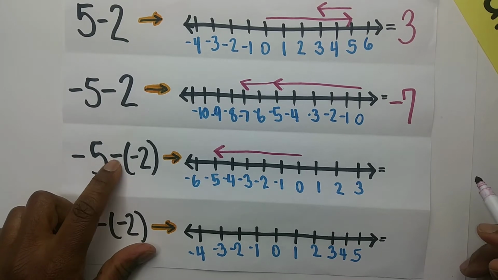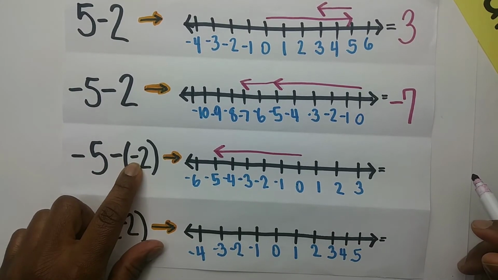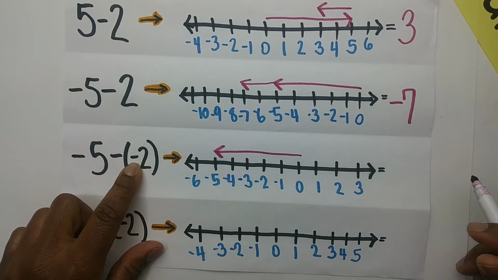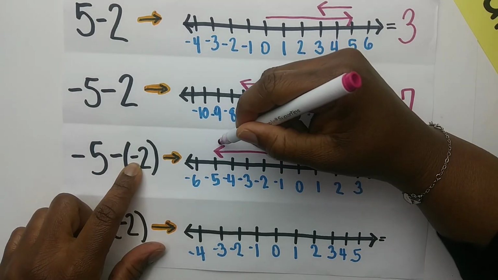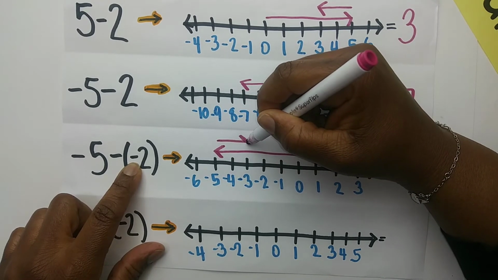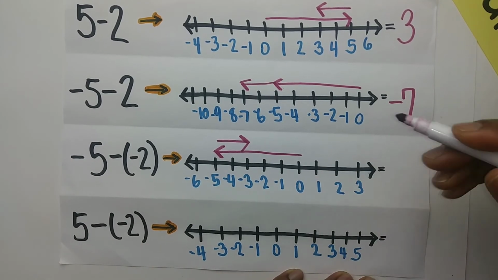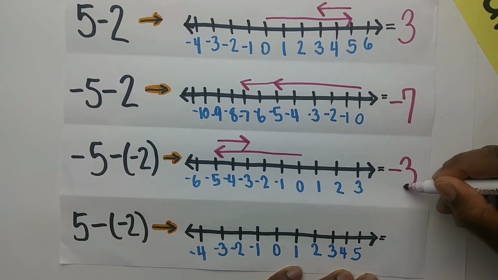Well, this means the opposite of a negative 2. So the opposite of a negative 2 is what? It is a positive 2. So positive numbers go to the right. So I'm going to turn around and go to the right 2 units and I will land on negative 3.